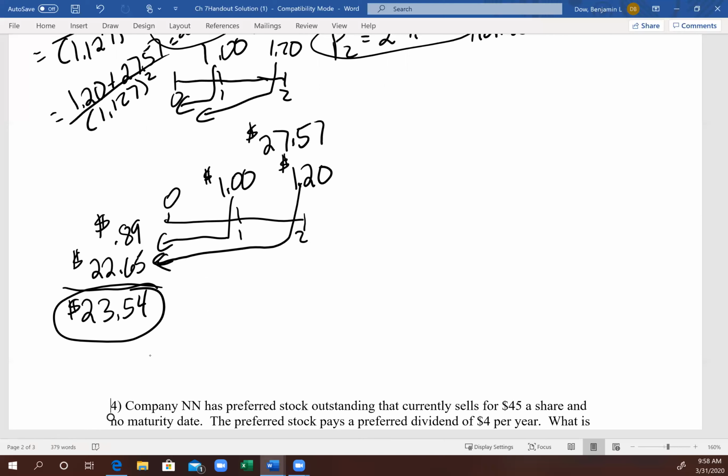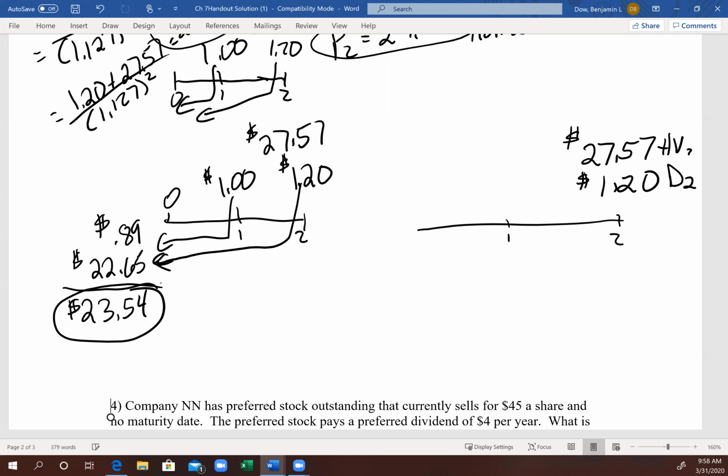Where are you getting the second one you got? That was like 22.65. How did they get the 22.65? All right. So remember, in year 2, we found the 27.57 and the $1.20. This was the dividend. This was the horizon value. Okay. So we had to go back and find the present value of those cash flows. Okay.